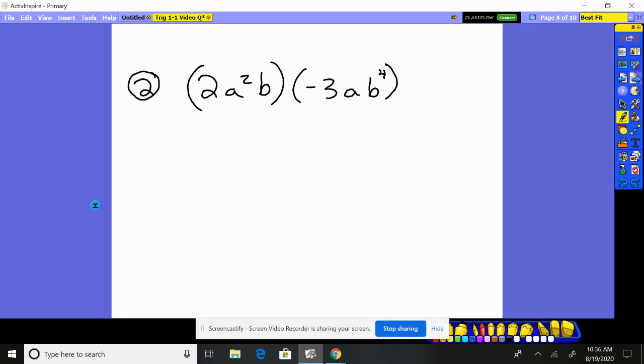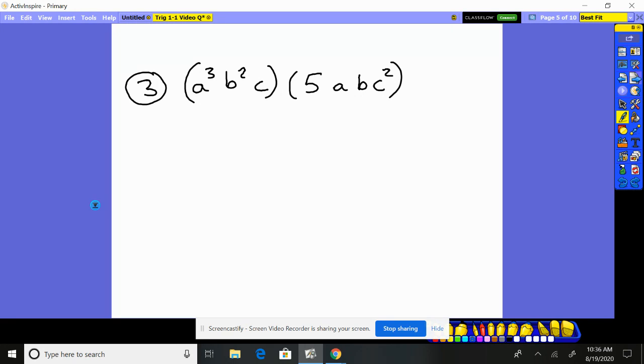Well, let's write out what it means. 2a squared b, that's a 2 times a times a times b. Now we're multiplying by negative 3 times a times b times b times b times b. Well, 2 times negative 3 is negative 6. You have an a times a times a. Well, that's a to the third. And now if we look at the b's, there's b times b times b times b times b. So that's b to the 5th power. And there we have our answer. Nice and simple.